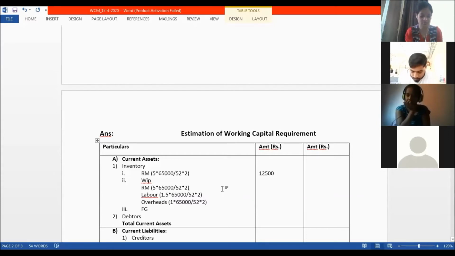Okay, so 5 rupees into 65,000 divided by 52 weeks multiplied by 2 weeks. So that will come 12,500. Here I'm writing it, 12,500. Next line, labor cost. Only half of it we have considered, that is 1.50 into 65,000 units. Okay, divided by 52 weeks multiplied by 2 weeks. So it will come 3,750.